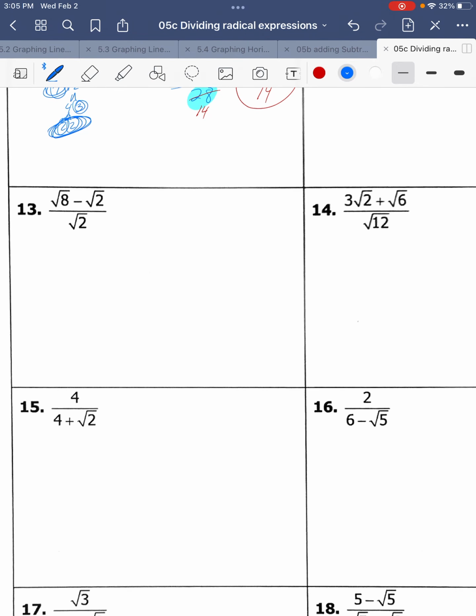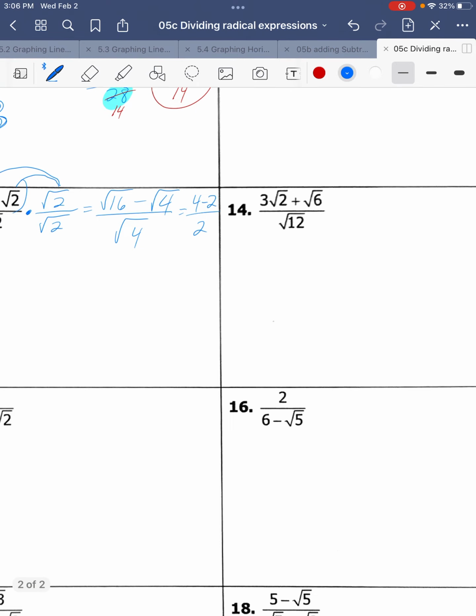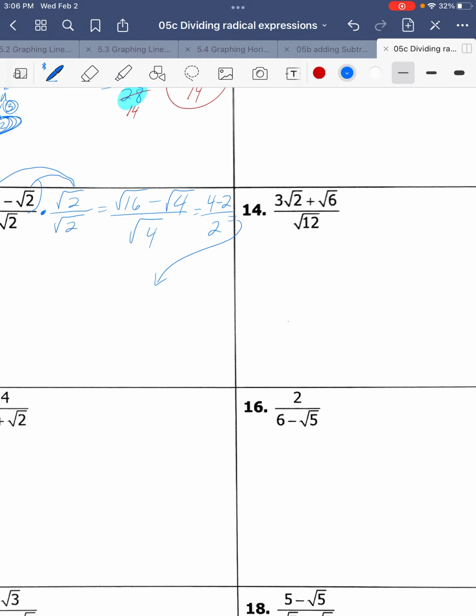Number 13. Again, I have a monomial denominator, so I'm going to multiply by square root of 2. Oh, here we have a binomial numerator, though. We have square root of 2 times the square root of 8 is the square root of 16, minus square root of 2 times the square root of 2 is the square root of 4. And then square root of 2 times the square root of 2 is square root of 4 in the denominator. Let's look what we can simplify. Square root of 16 is 4. Square root of 4 is 2. Square root of 4 is 2. Keep simplifying that numerator. 4 minus 2 is 2. The denominator is 2. Oh, and then 2 divided by 2 is 1.